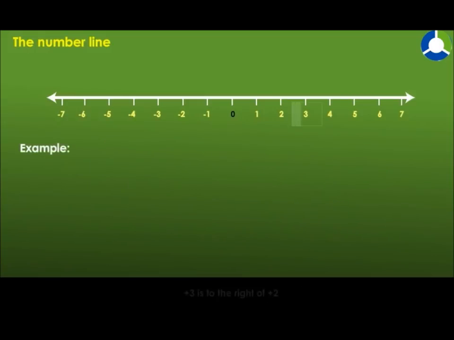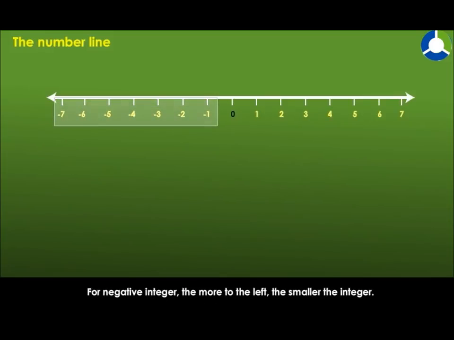Example, +3 is to the right of +2. Therefore, +3 is greater than +2. Positive 7 is to the right of positive 4. Therefore, positive 7 is greater than positive 4. For negative integers, the more to the left, the smaller the integer.